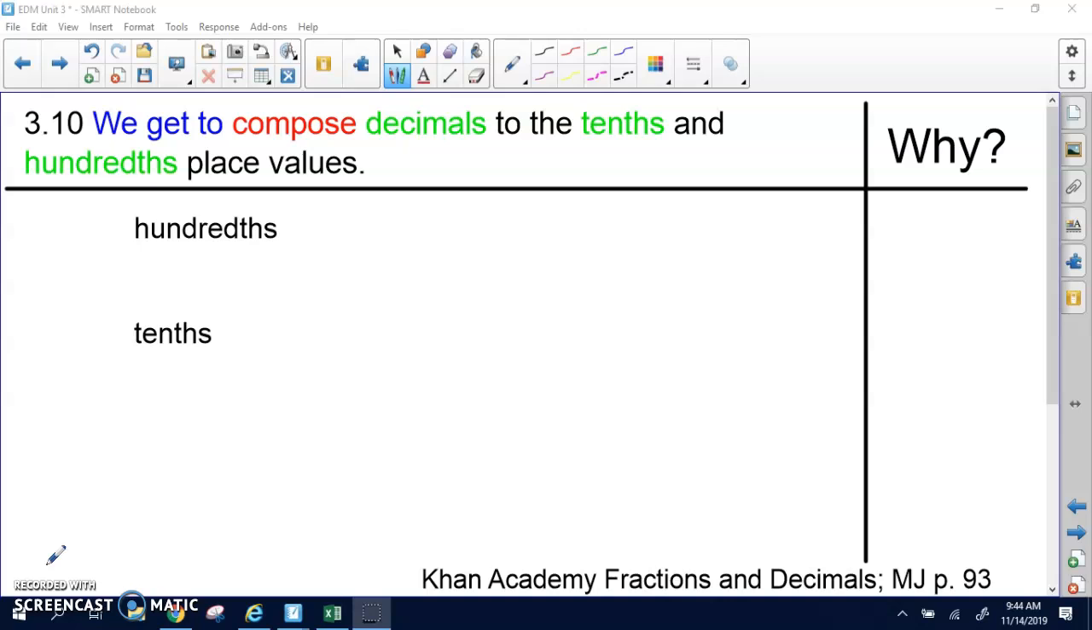So today we're talking about 3.10. We get to compose decimals to the tenths and hundredths place values. You're going to be seeing and working in words, like we did today, to transfer them into decimals, and then we're going to use those words in this language to compose fractions as well. Okay, so just a quick language lesson.